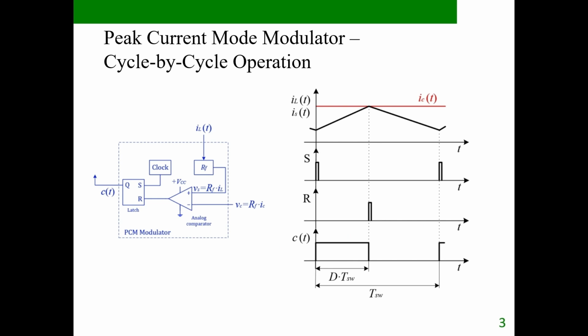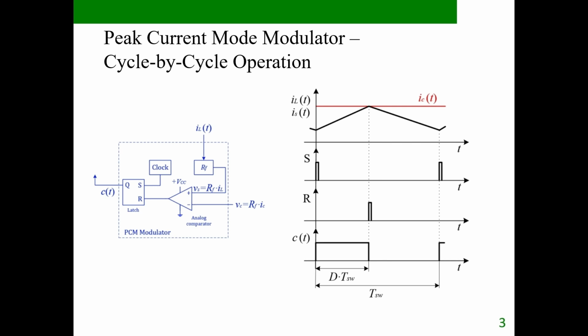Here we zoom in on the peak current mode modulator shown on the left side. On the right side, you can see the corresponding time diagrams which illustrate how the modulator operates during one switching period. This block is not a compensator in the classical sense like a PI Type 2 or Type 3 controller. It is still a controller because it directly controls the inductor current, but it operates on a cycle-by-cycle basis inside every switching period.